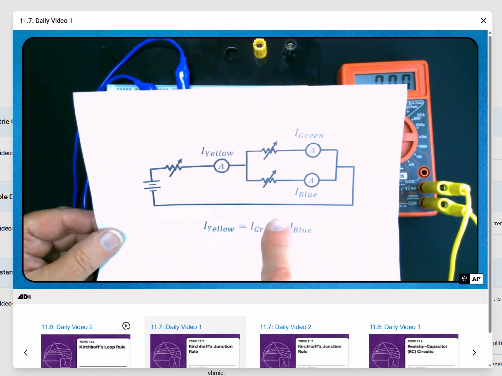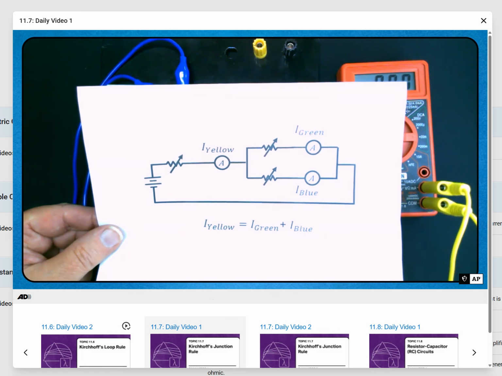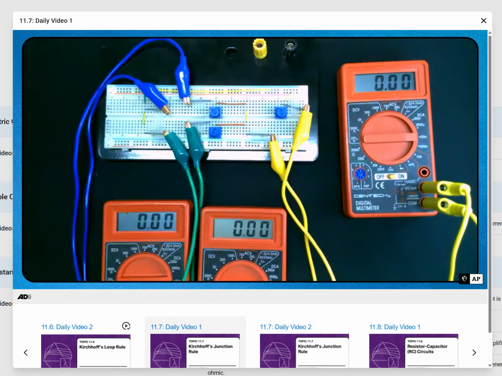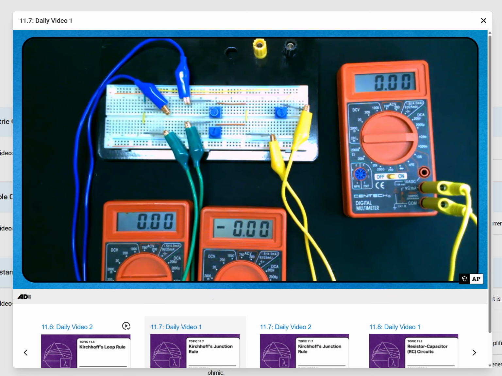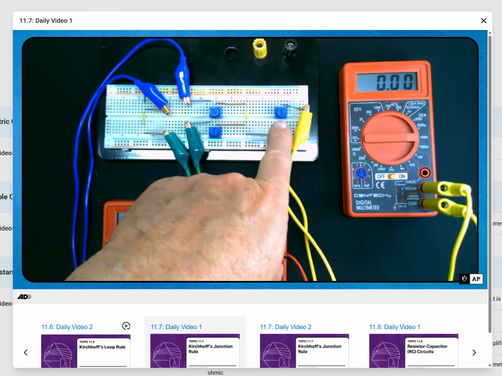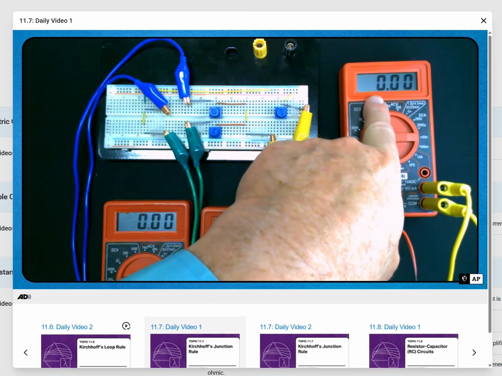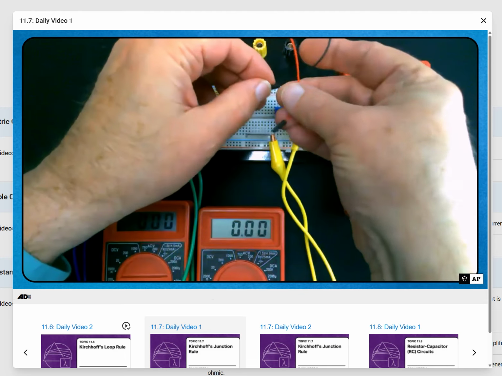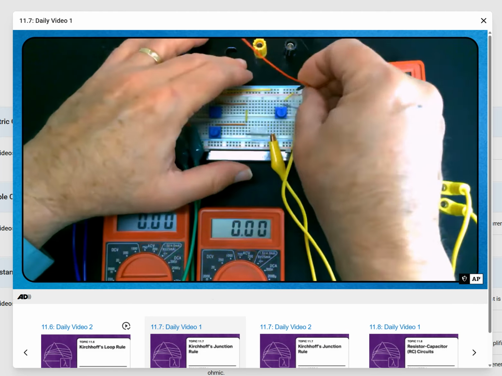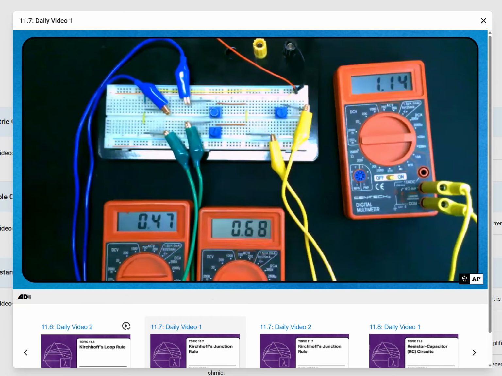So according to Kirchhoff's junction rule, the current through the yellow ammeter should equal the current through the green plus the current through the blue. Let's look at the actual circuit. It is right here. These are the variable resistors. It's just a volume knob. And right now I don't have a battery hooked up, so no current is flowing. So as soon as I hook up this battery, what we should see is the current flowing through the yellow ammeter is equal to the current flowing through the blue one plus the green one. So let me reach across here and hook it up. Oops, there we go. Yes, that's very good.